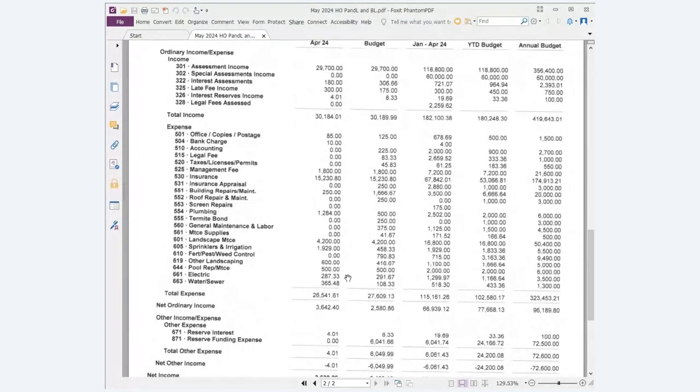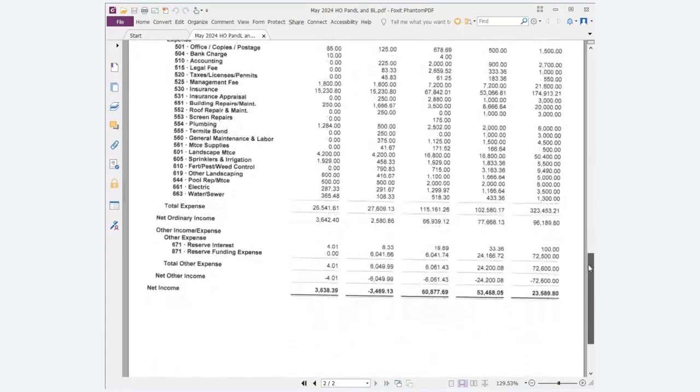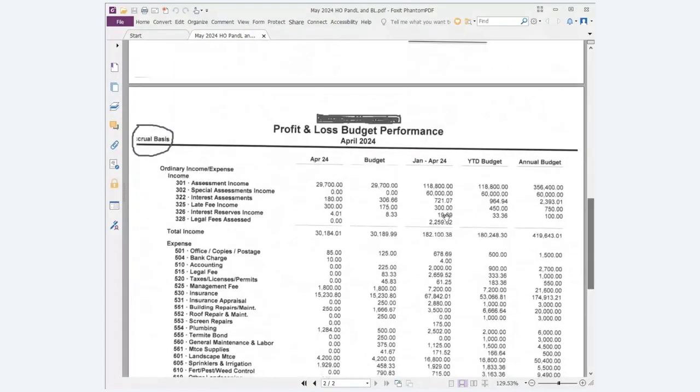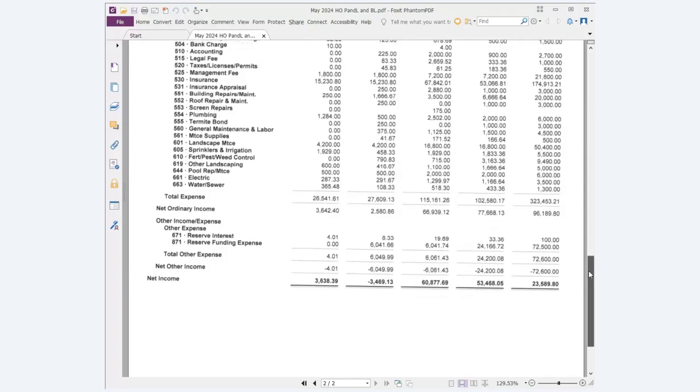Now, these numbers will transfer to the balance sheet. For instance, if not all of the assessment income has been received, that would be reflected in an accounts receivable, which would offset this income on the balance sheet. Down here would be your other income and expense. Because they've included the reserve income in this report up here, you can see this number, the $4.01. It has to be taken out over here. The reason they do this is because they do not produce a reserve fund summary, so it's put on this to show what the figure is.